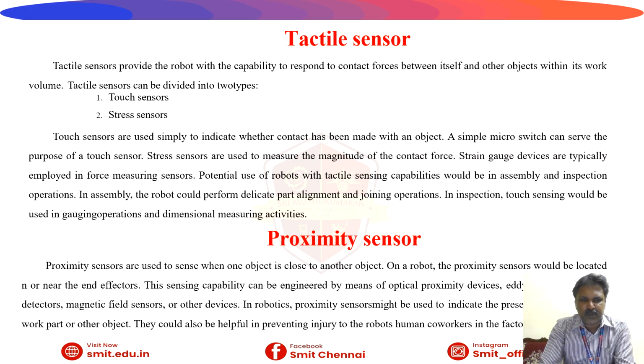Then proximity sensors. Proximity sensors are used to sense when one object is close to another object. On a robot, the proximity sensors would be located near or apart from the end effector. This sensing capability can be engineered by means of optical proximity devices, eddy current, magnetic field sensors, detectors, and other devices. In robotics, a proximity sensor might be used to indicate the presence of a work part or an object. This could also be helpful in preventing injury to the robot's human co-workers in the factory, because when the sensor is there, we can avoid accidents.